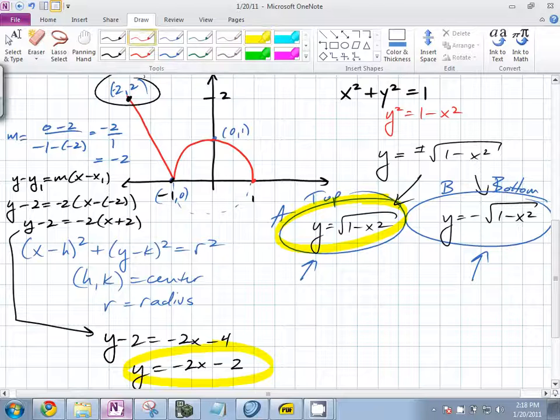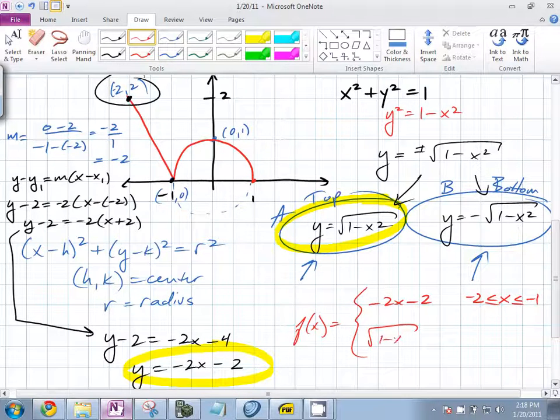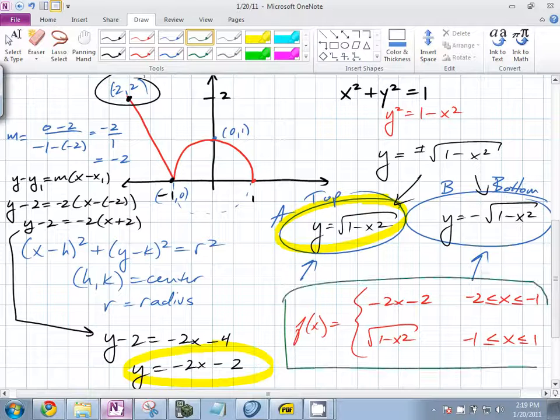So the equation we're looking for is f of x equals negative 2x minus 2 when what? Negative 2, yep, less than or equal to. And then it's the square root of 1 minus x squared when what? And less than or equal to. There's one very small problem, one very important thing we need to change about that though. You can't have both of them, so you need to pick. Right here, this needs to be strict, or you switch it with that one.